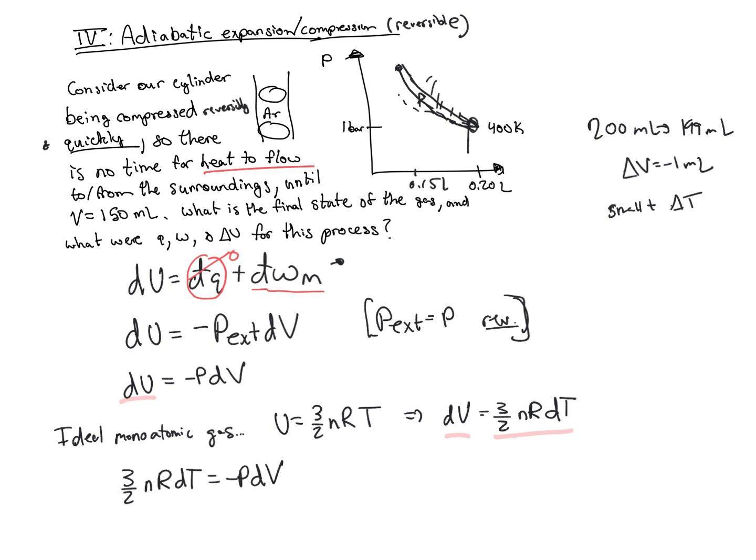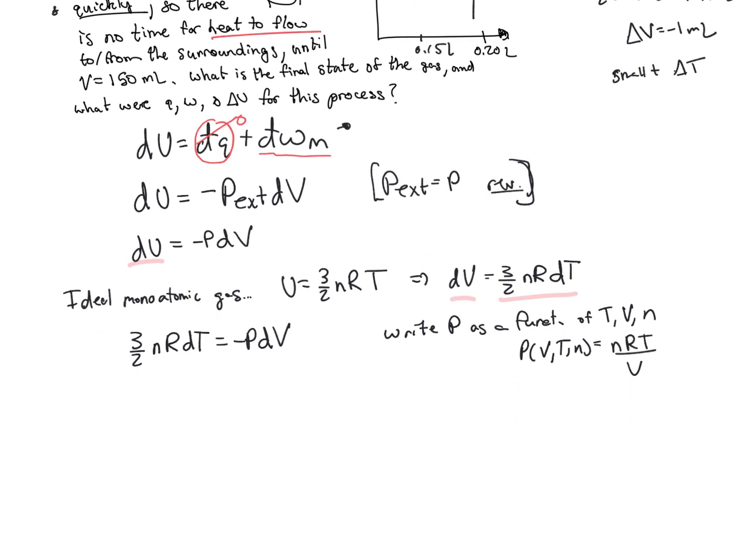So the best way to do that, because the variables I have are dT and dV, is that I can write P as a function of T, V, and n. So P of V, T, and n is, again, assuming an ideal gas, nRT over V. Now, when I plug that in, now I have something that I can actually integrate. 3/2 nR dT is equal to negative nRT over V dV.